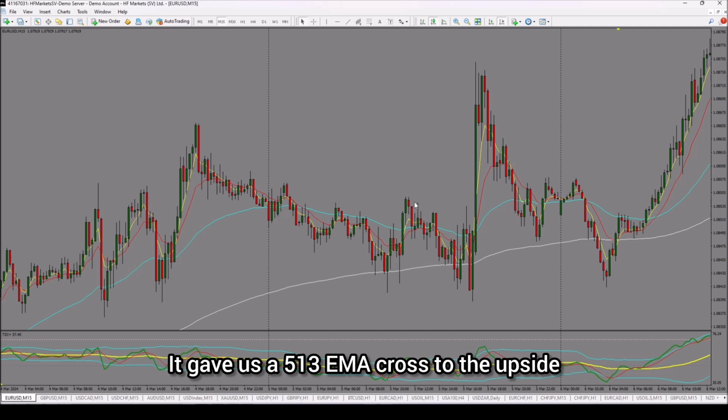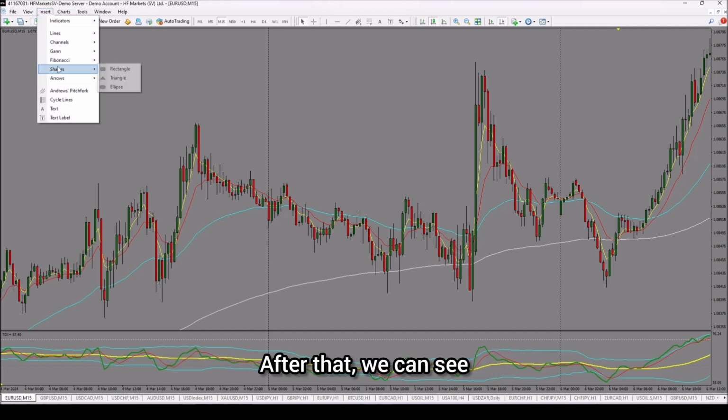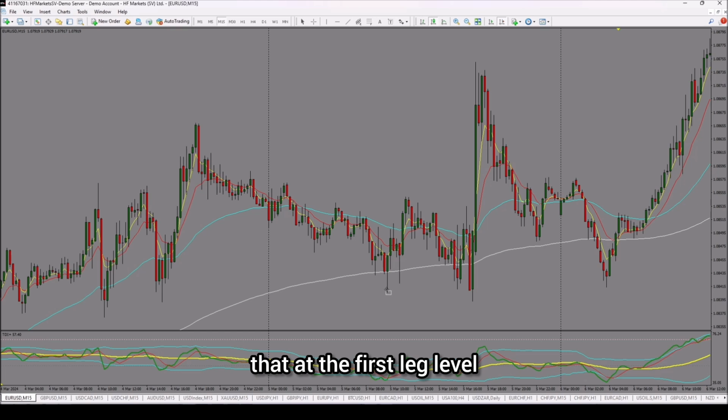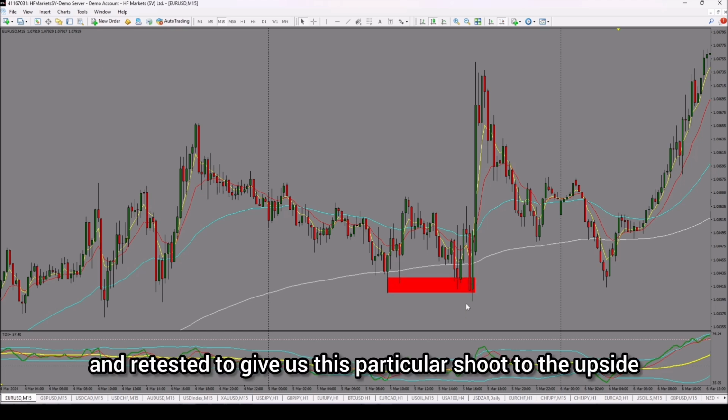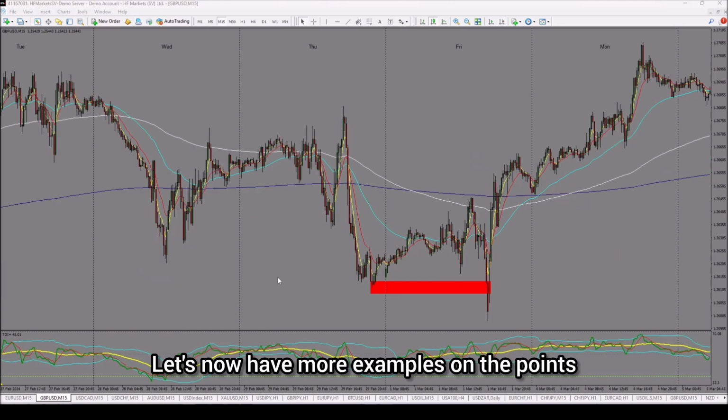After that interaction, the first interaction gave us a 513 EMA cross to the upside, and a 513 EMA cross to the downside. After that, we can see that at the first leg level, which is this one, is where the market came and retested to give us this shoot to the upside. Let's now have more examples on the points where we were going to make our entries.